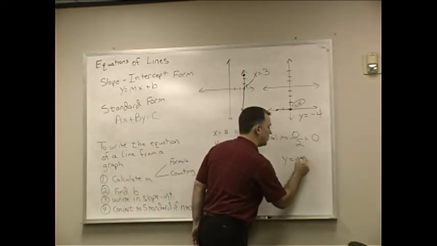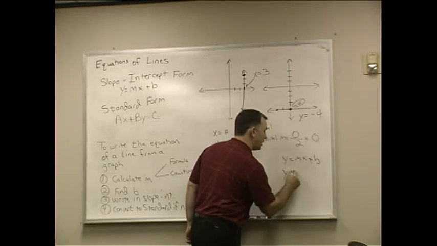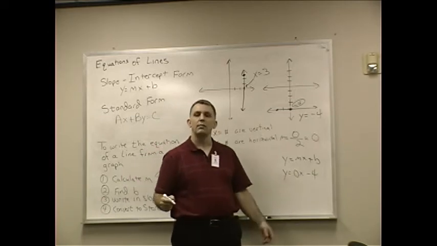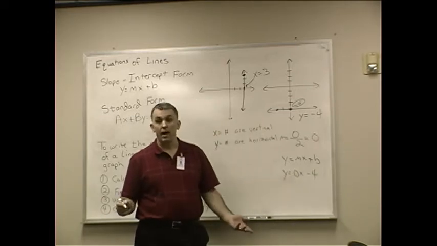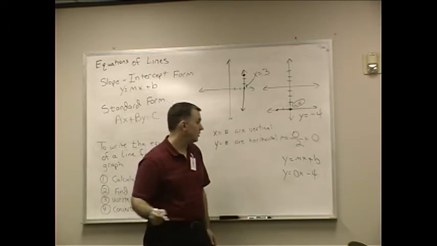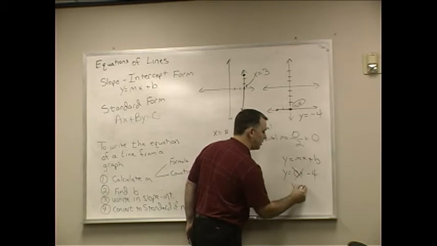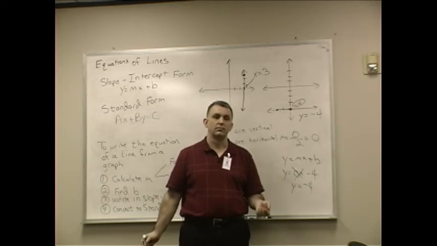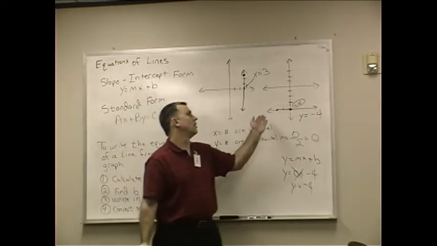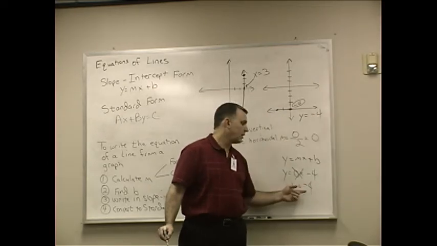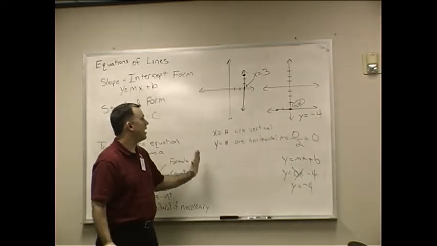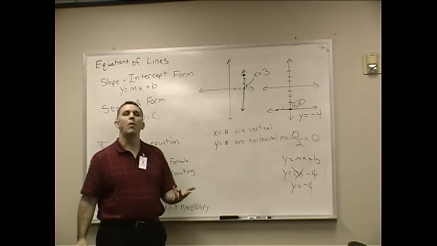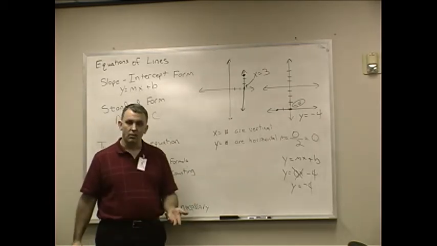So y equals mx plus b. Y equals 0x minus 4. 0 times x is 0. Doesn't matter what the x value is, it cancels out, doesn't it? Y is equal to -4. The x disappears there, doesn't it? It just goes away. All right. On a horizontal line, the x disappears. What do you think is going to happen on a vertical line? It intuitively makes sense that the y disappears. And that's exactly what happens.